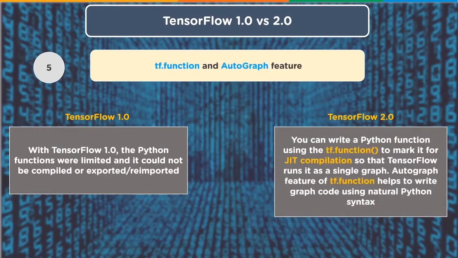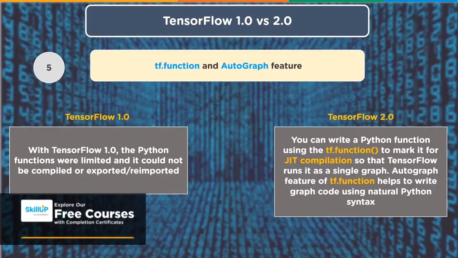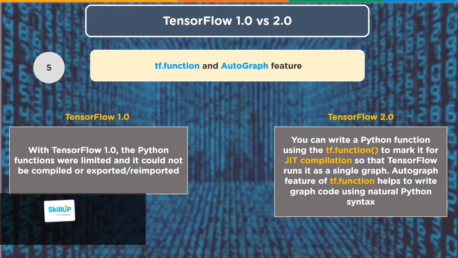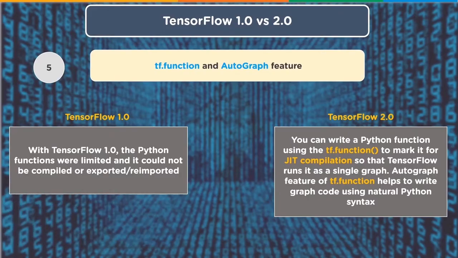And then we have our TF function and autograph feature. In the old version, TensorFlow 1.0, the Python functions were limited and could not be compiled or exported and re-imported. So you were continually having to redo your code, and you couldn't very easily just put a pointer to it and say, hey, let's reuse this. In TensorFlow 2, you can write a Python function using the TF function to mark it for the JIT compilation, for the Python JIT, so that TensorFlow runs it as a single graph. The autograph feature of TF function helps to write graph code using natural Python syntax.